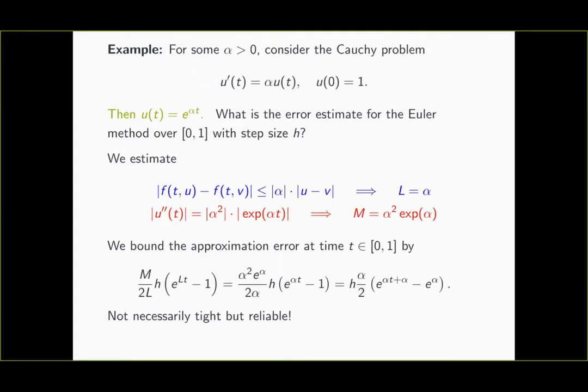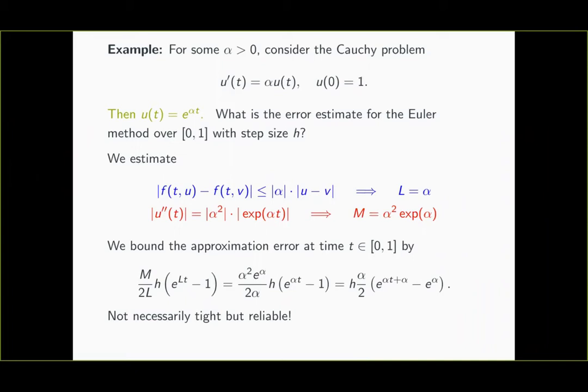It is also quite easy to find a value for M, since we already know the solution to this differential equation. u prime prime of t for any time t is given by alpha squared times the exponential of alpha t. And so we see that M can be chosen as alpha squared times the exponential of alpha, using that t is at most 1. Now equipped with these two values, we can bound the approximation error for any time t.